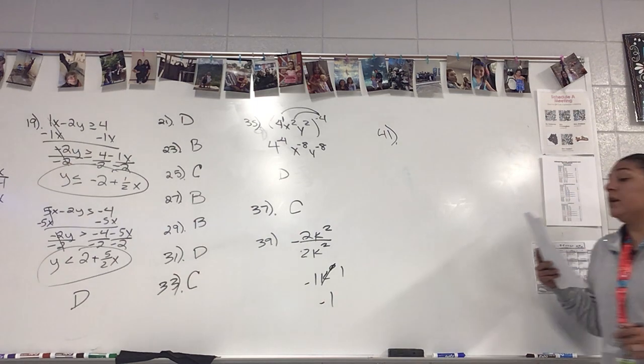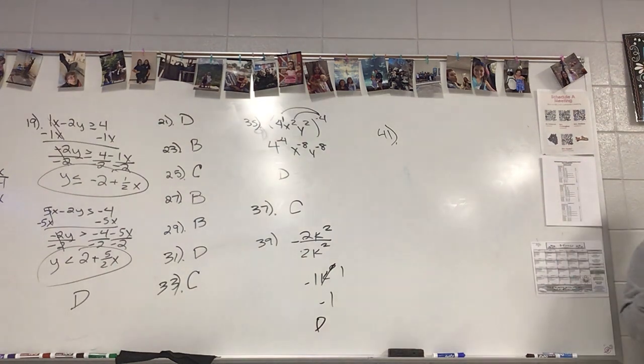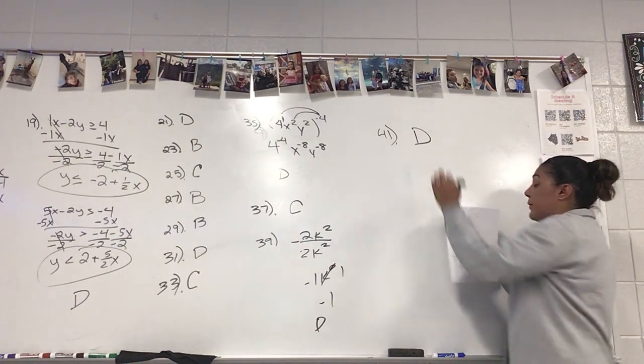39 is going to be D. We got x to the 4th minus x to the 1. Yeah, so it's going to be x to the 3rd, so it's going to be D.